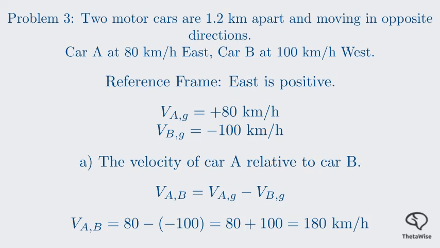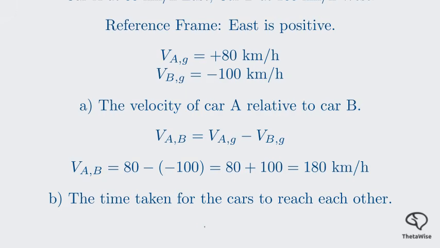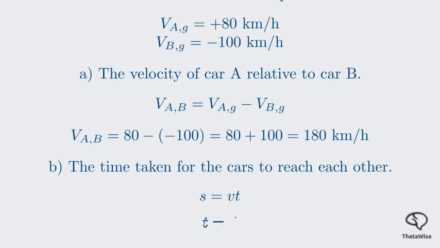Part B asks for the time it takes for the cars to reach each other. They will reach each other when the relative distance between them becomes 0. The speed at which they close that distance is their relative speed. So for Part B, we'll use the relative velocity we just calculated. We have the formula s equals v times t. We can rearrange this to solve for time, t equals s over v.